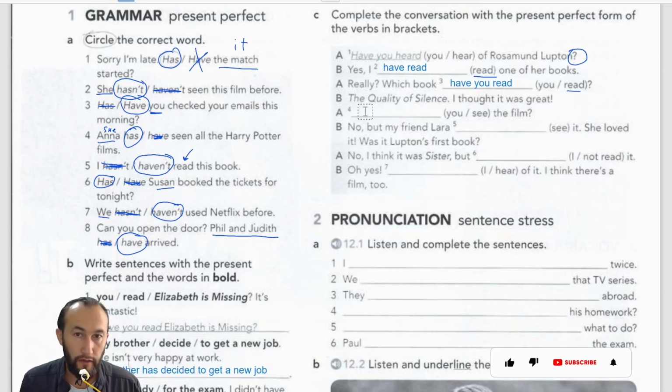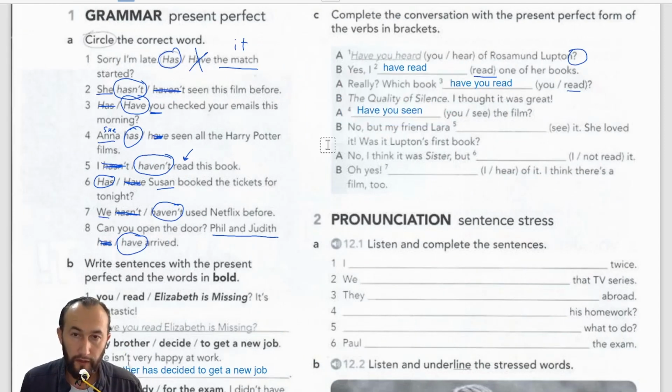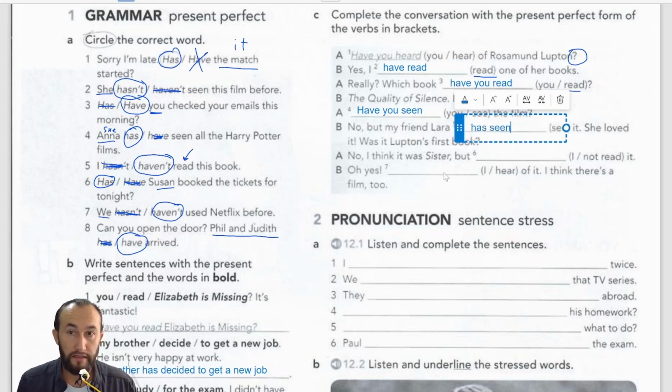And A goes here, question number 4. Film question. So have you seen the film? All right. Have you seen? Present perfect. Have you seen the film? And B goes, no, but my friend Laura. So Laura is she. So because she, so has, yeah. Laura has seen it.